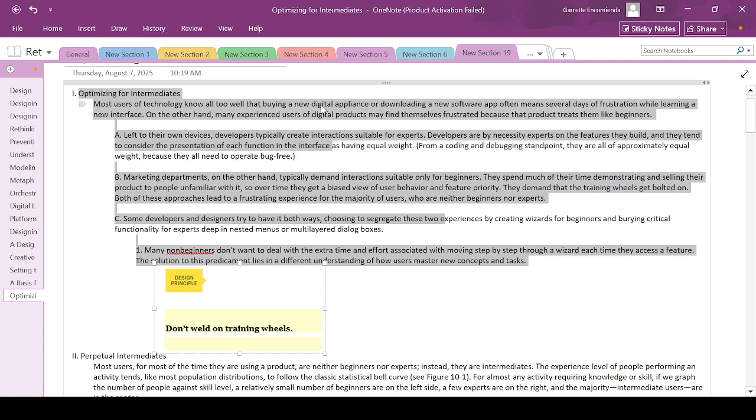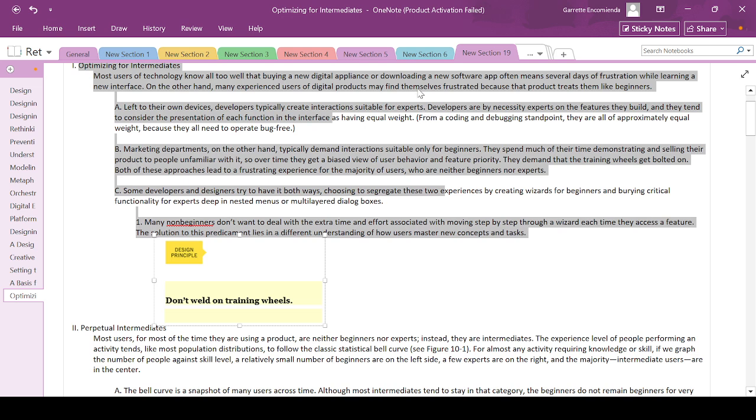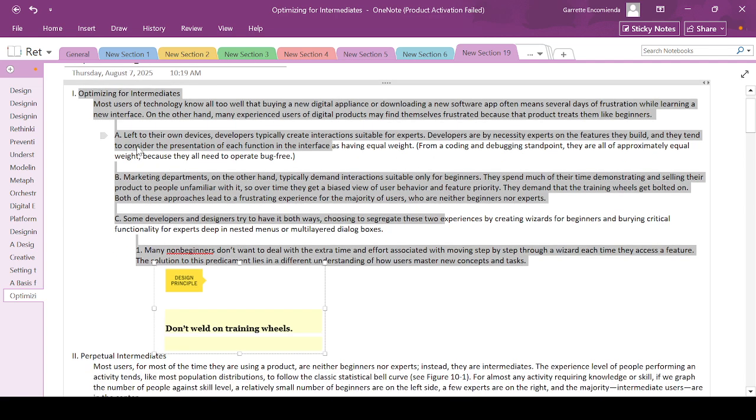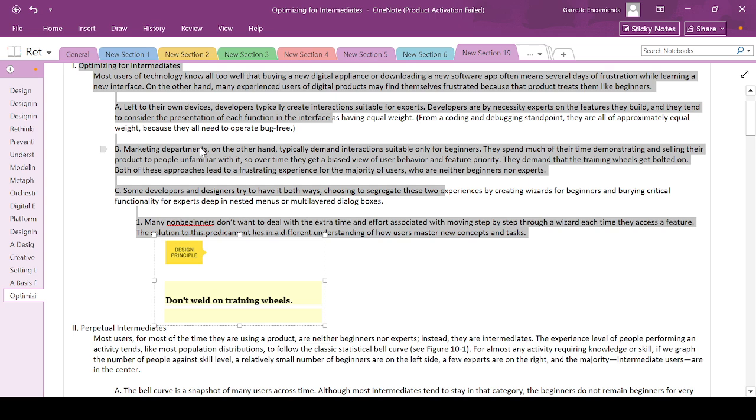On the other hand, many experienced users of digital products may find themselves frustrated because the product treats them like beginners. So this is what I was talking about with intermediates. In the previous videos, the intermediates are frustrated because they are treated like beginners, and the features for beginners are hindering them from doing their work, disrupting flow and adding excise.